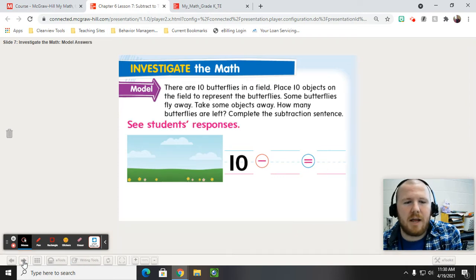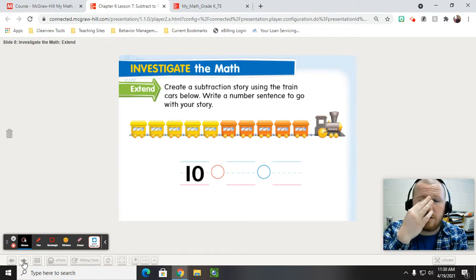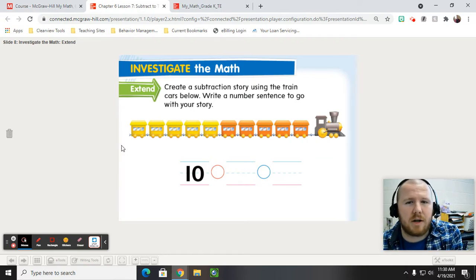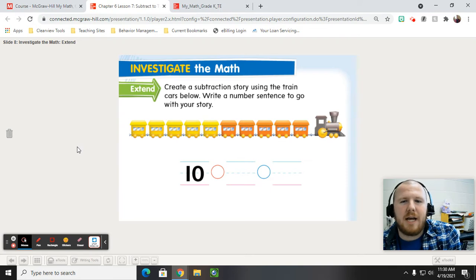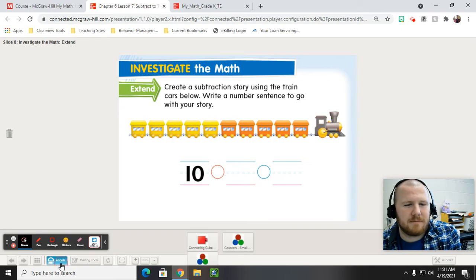Let's check on the next thing. Okay, create a subtraction story using a train, like train cars below. Write a number sentence to go with your story. Okay, so there's this guy. He was on a runaway train, and the bad guys were trying to get him. So he had to unattach a couple of the cars. So how many cars should we do?